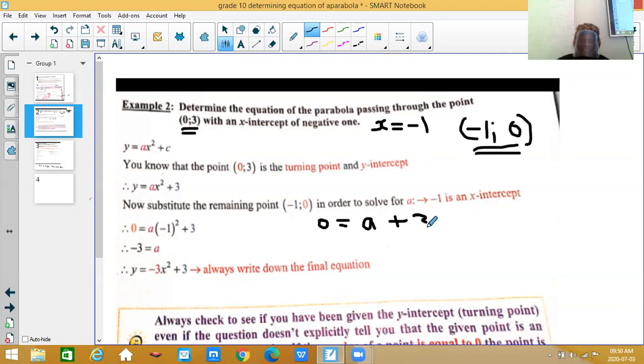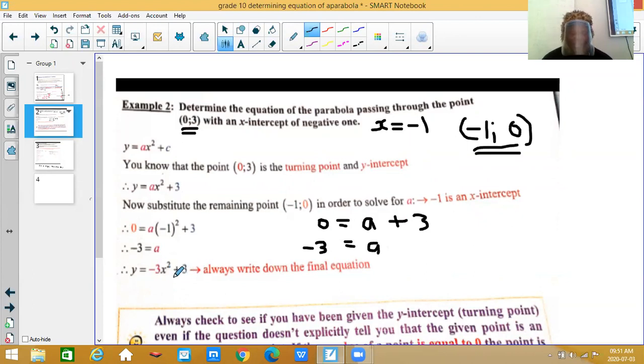Are you following? Now, we want to make a the subject of the formula. What is it that we need to do? We transpose this 3 to the other side. Since it is adding, it will pass on doing what? Subtracting. So, the value of a is -3. Now, the whole problem boils down to y is equal to -3x squared plus 3. Are you seeing it?